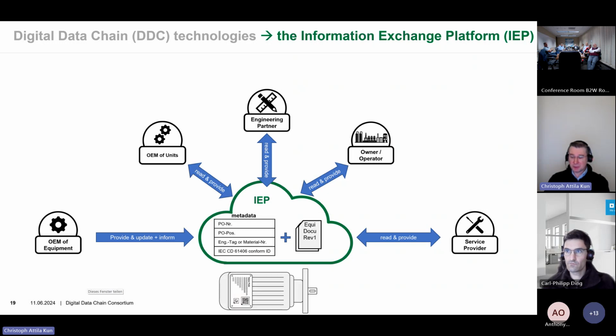And an update will be instantly available, because as soon as it is published on the platform, everybody will have access to it. And even if the engineering partner leaves the project because it is finished, an update still will reach the other stakeholders. And when you're in the field, in your plant, you just scan the QR code, and with the IEC ID, it is very easy to find and access the documentation.